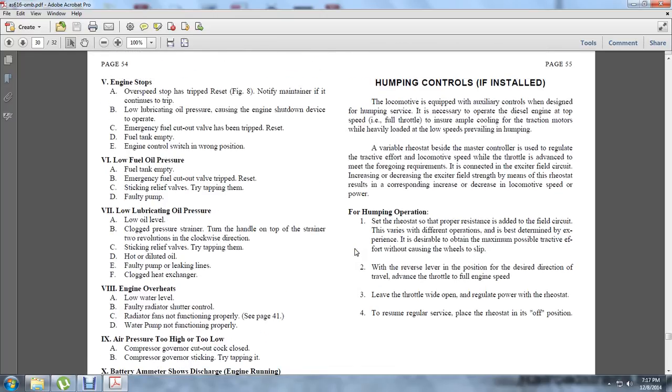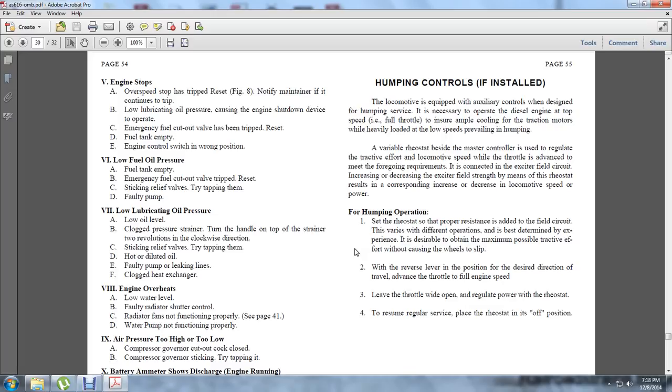Humping controls, if installed. The locomotive is equipped with auxiliary controls designed for humping service, necessary to operate the diesel engine at top speed and ensure adequate cooling of the traction motors whenever heavily loaded at the lower speeds prevailing in humping. A variable rheostat beside the master control is used to regulate the tractive effort of the locomotive and its speed while the throttle is advanced to meet the foregoing requirements. It is connected with the exciter field circuits, decreasing the excitation strength as a result of the corresponding increase in the locomotive speed and power.